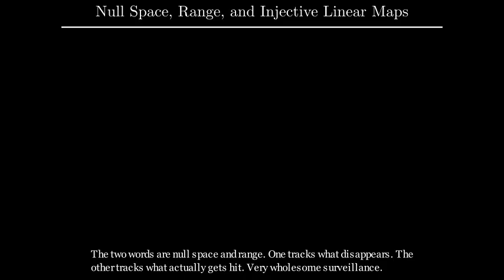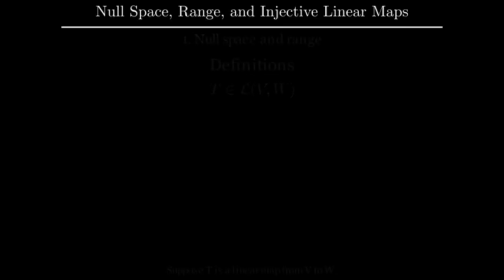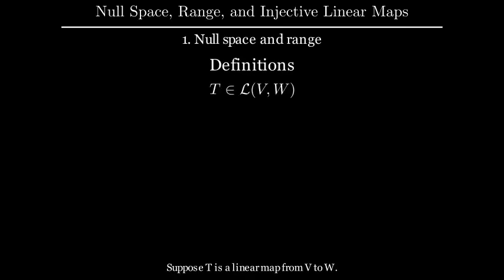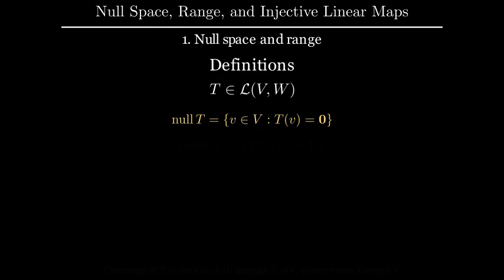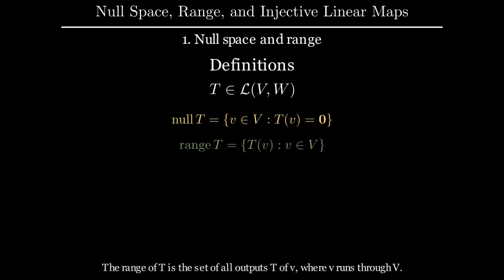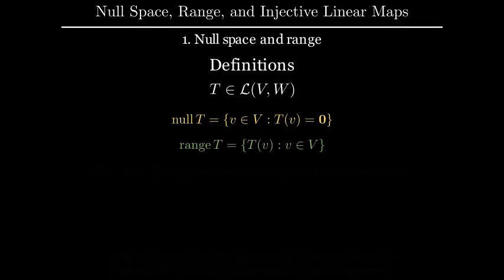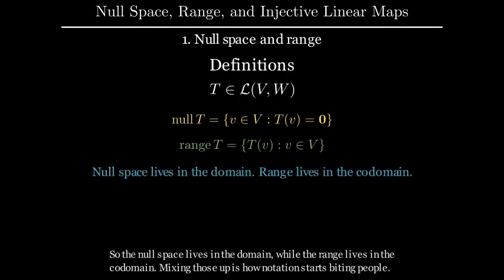Very wholesome surveillance. Suppose T is a linear map from V to W. The null space of T is the set of vectors in V that T sends to the zero vector. The range of T is the set of all outputs T of v, where v runs through V. So the null space lives in the domain, while the range lives in the codomain. Mixing those up is how notation starts biting people.